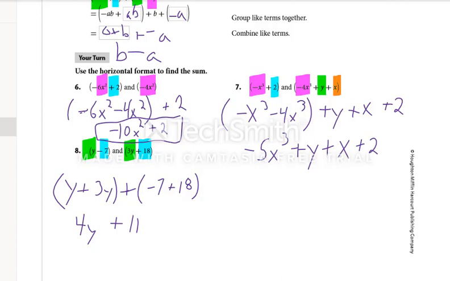All right, combine and group our like terms. So in the second one, the x cubes are grouped together. We get negative 5x cubed plus y plus x plus 2. And the last one, group your y's together. Y plus 3y is 4y. And negative 7 plus 18 is 11. So 4y plus 11.